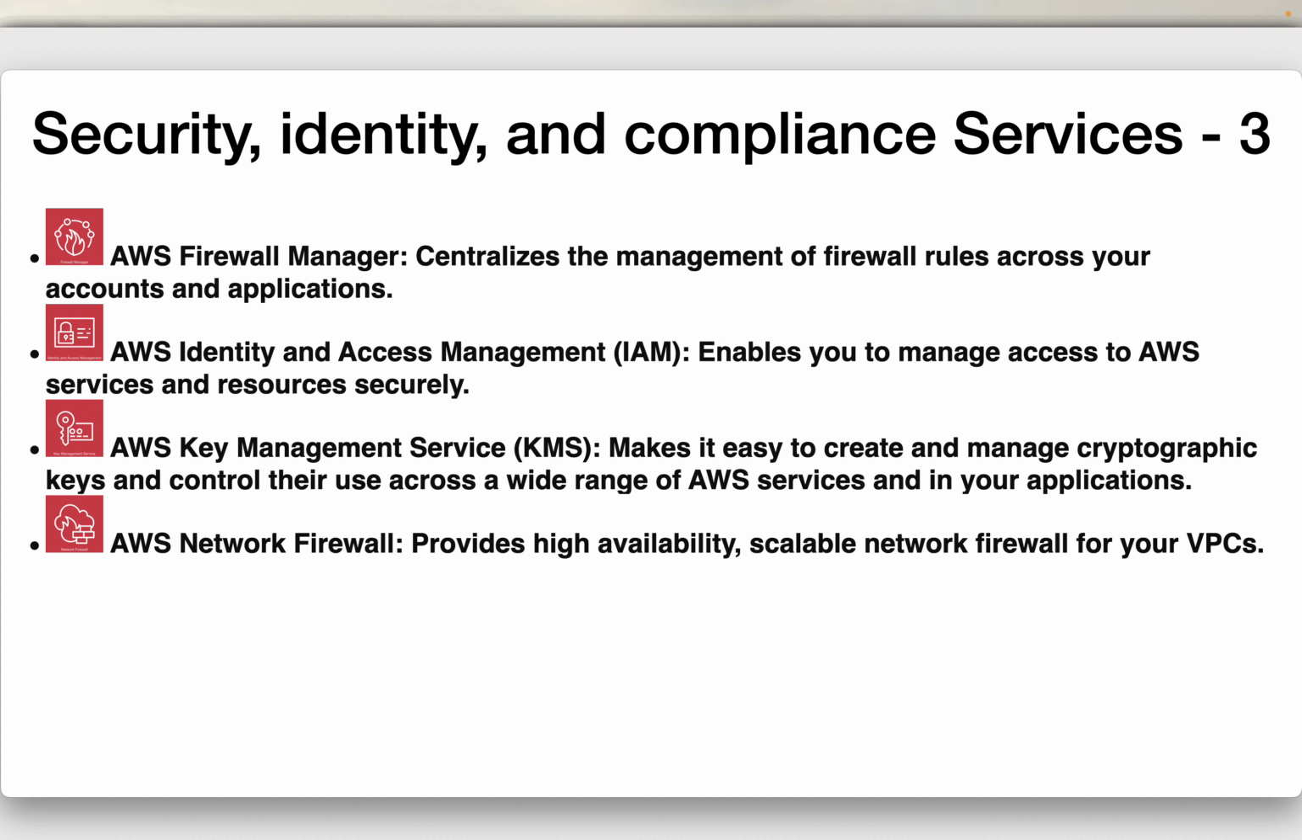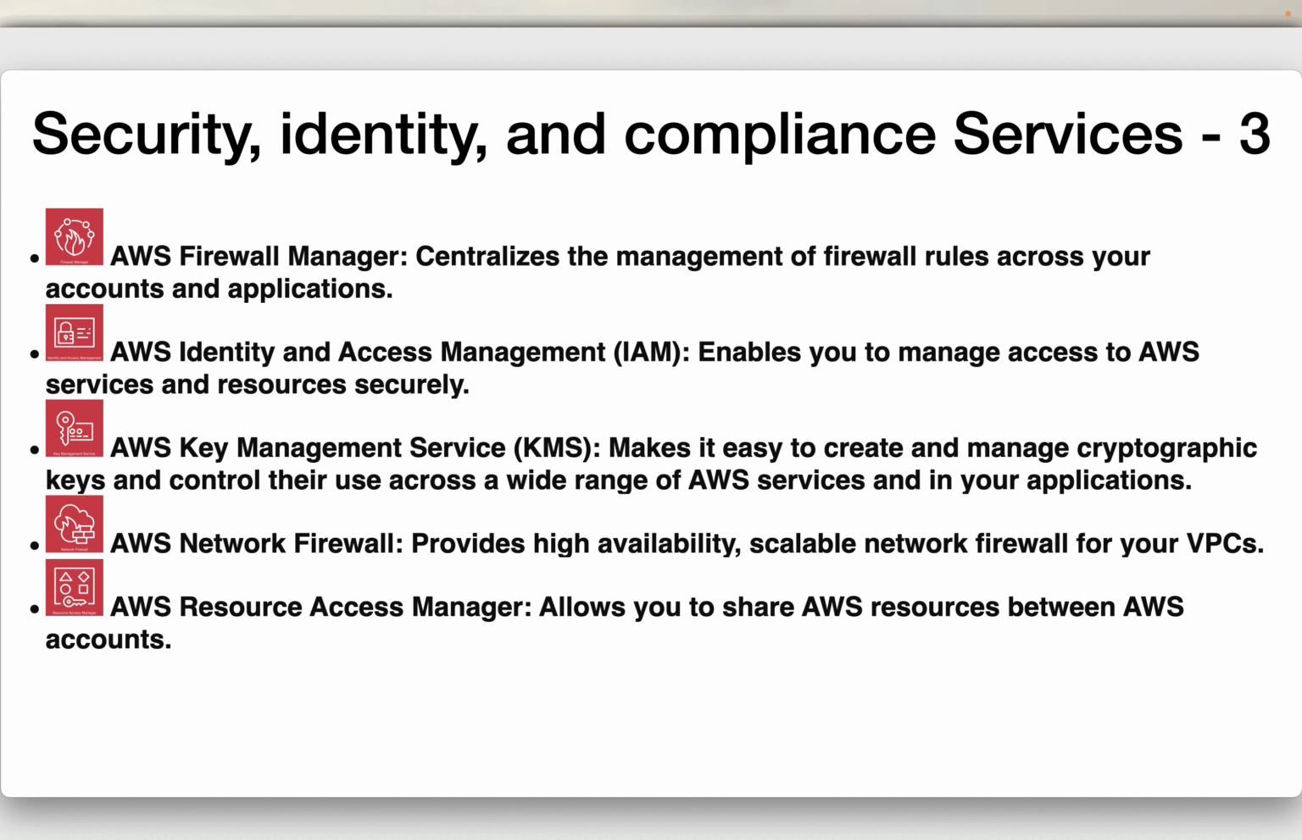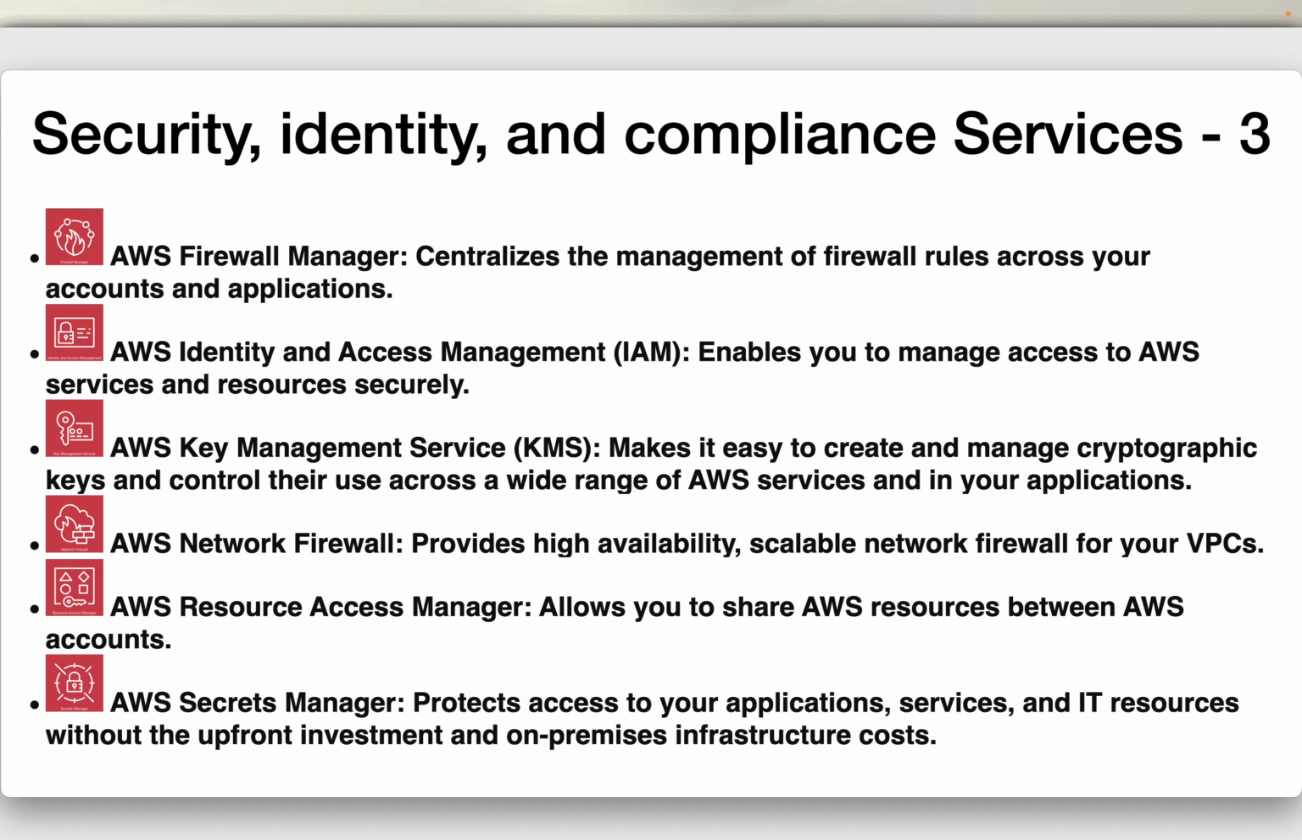AWS Network Firewall provides high availability, scalable network firewall for your VPCs. AWS Resource Access Manager allows you to share AWS resources between AWS accounts. AWS Secrets Manager protects access to your application, services and IT resources without the upfront investment and on-premises infrastructure cost.